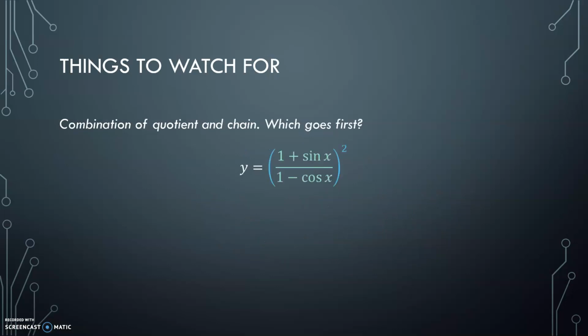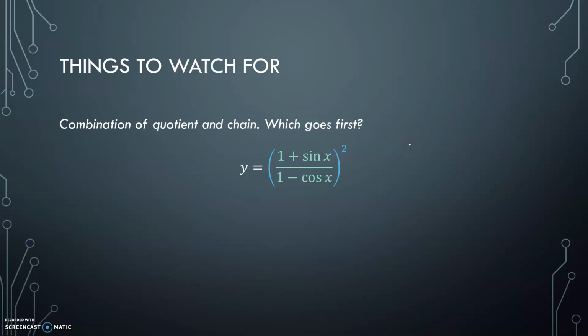Kids often ask as they're looking at these problems, I see that this is a quotient, and I also see that it's a quantity to the second power, so it's a quotient and it's a chain, and what should I do first? My advice is to take a look at it and say, overall, what is happening with this function is that it is something squared. The something is complicated, and the something involves a quotient. But overall, this function would be something squared. So I would start with the chain rule, and that chain rule will force you to do the quotient rule.